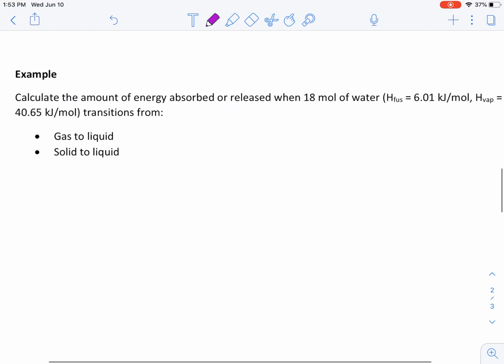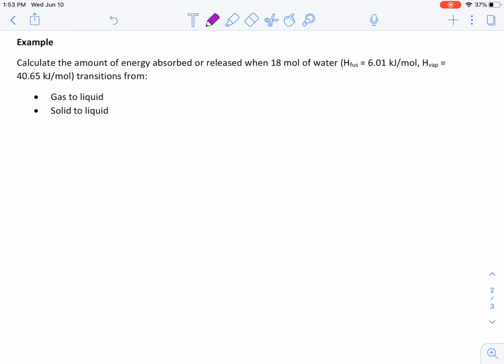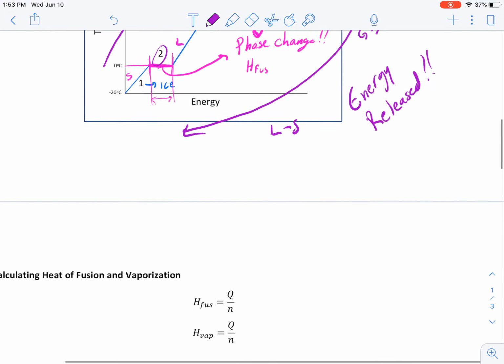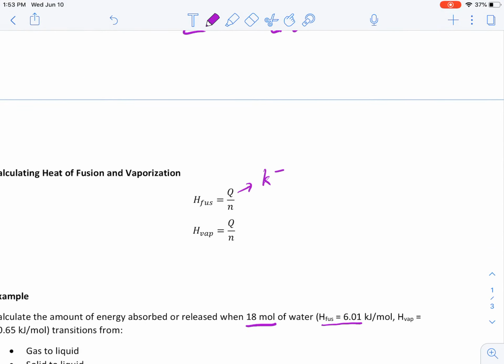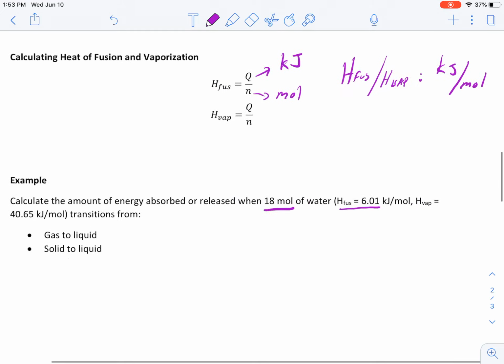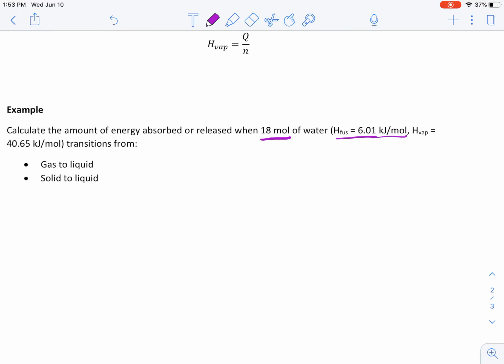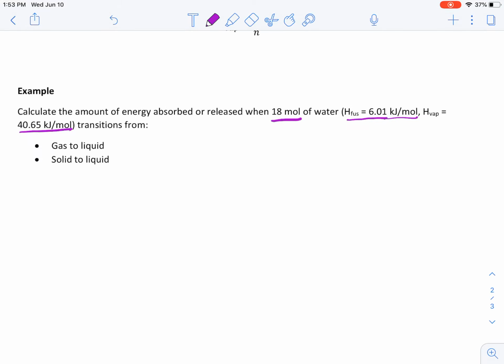I just have one and that's it. We're going to calculate the amount of energy that's absorbed or released when 18 moles of water, which has a heat of fusion of 6.01 kilojoules per mole. I didn't talk about that, but this is in kilojoules, this is in moles. So our HFuse and HVAP are measured in kilojoules per mole. So 6.01 kilojoules per mole for HFuse, and our HVAP is 40.65 kilojoules per mole. When they transition from gas to a liquid.